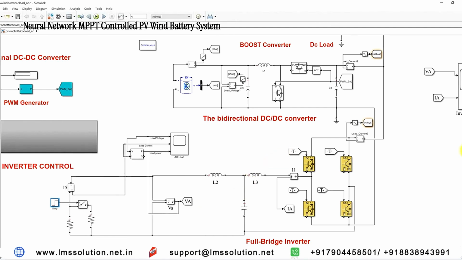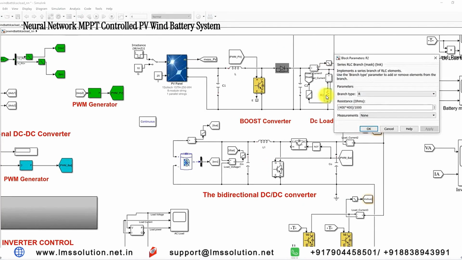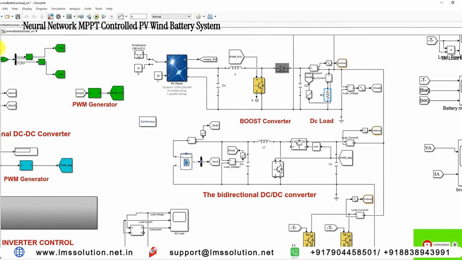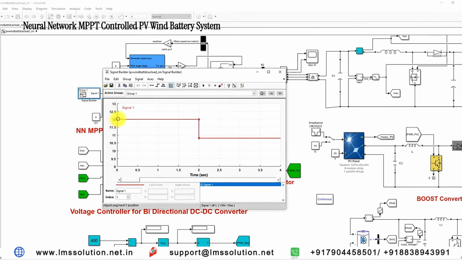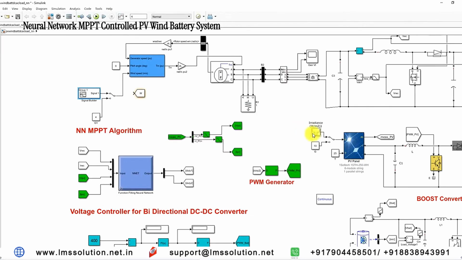And then here you can see the DC load; here we are using a 1000 watt DC load. Next, you have to see the wind speed command for this wind turbine. Here you can see that initially the wind speed is maintained at 12 meters per second. After 2 seconds it is going to be changed to around 0.2, and then we have to look at the irradiation.